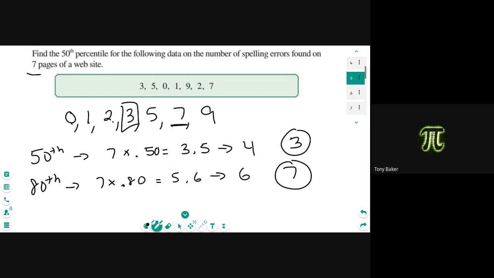And both those numbers came out to be above the 0.5, but it doesn't matter. You're always going to round up.